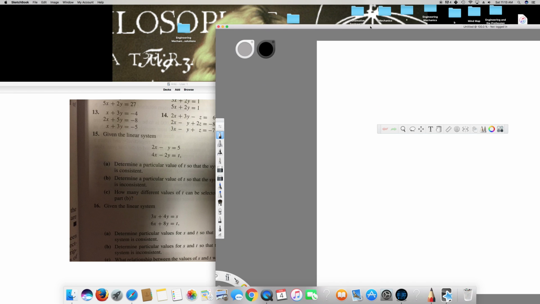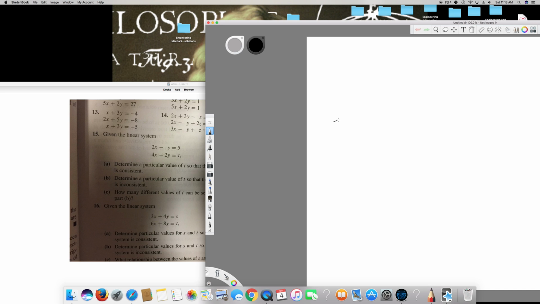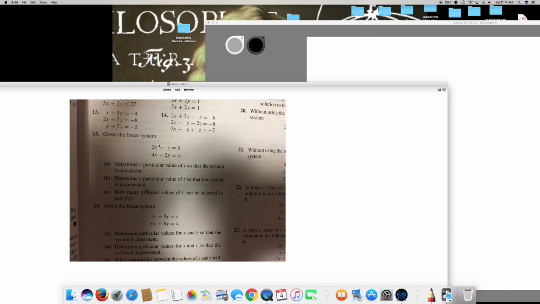So consistent means a line that is coincident with another line. You may ask, what is coincident? Coincident means one line that overlaps another line, like one line is here, and if another line overlaps this line and goes this way, it's called coincident. So for example, in this equation, how can we make coincident?